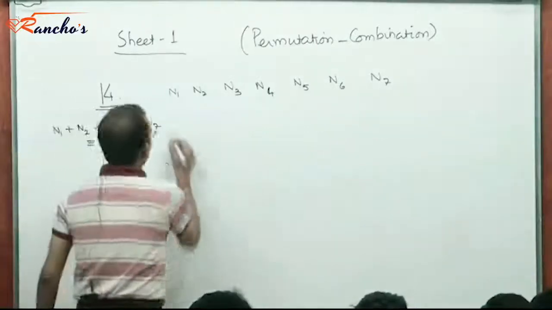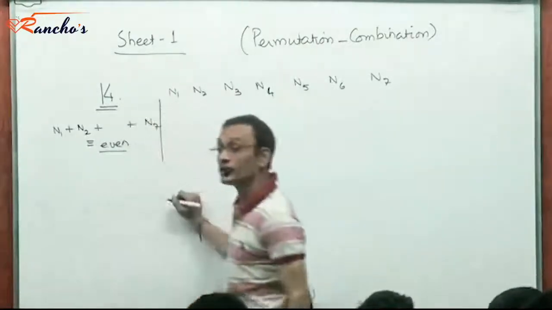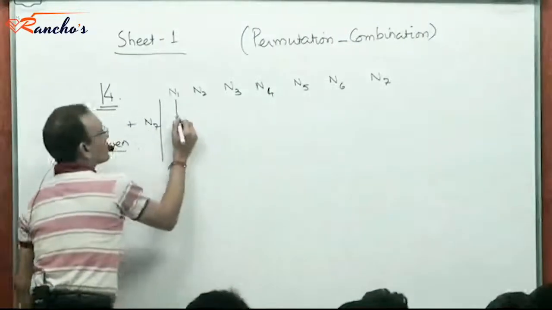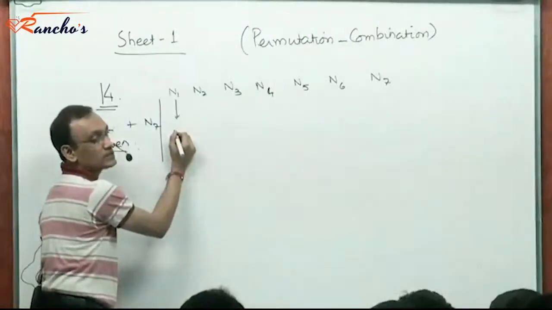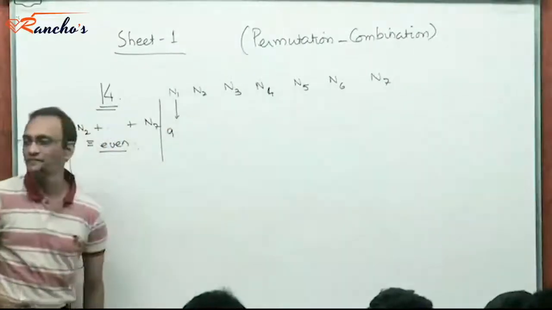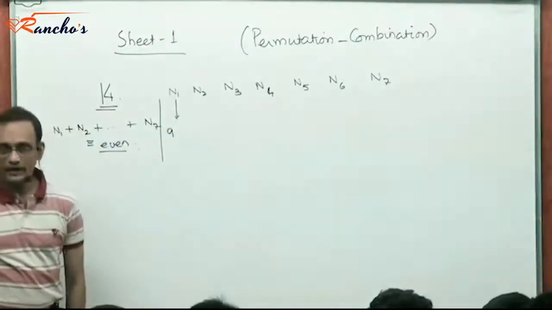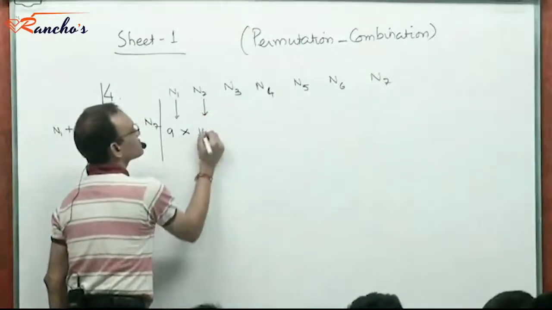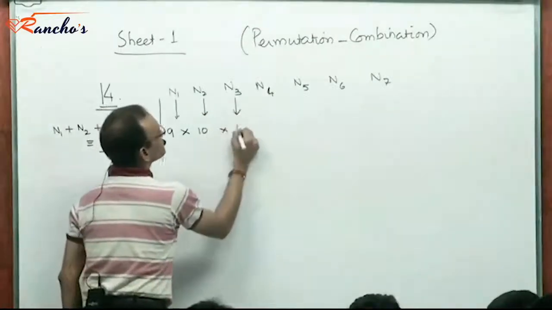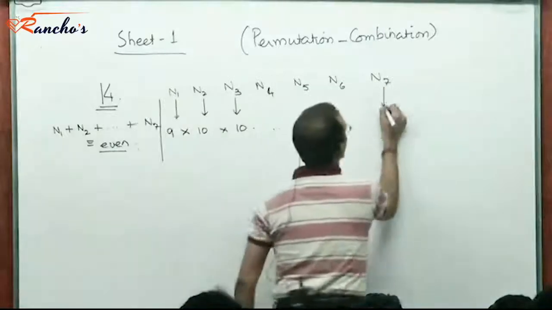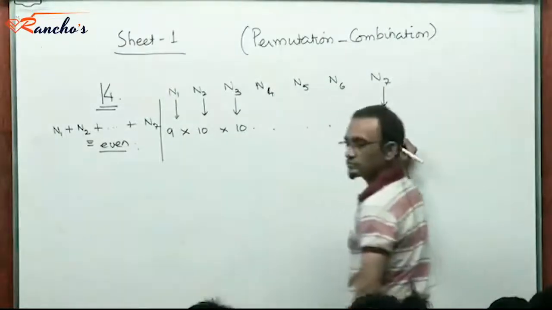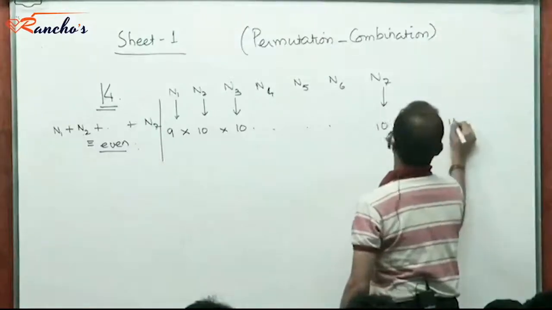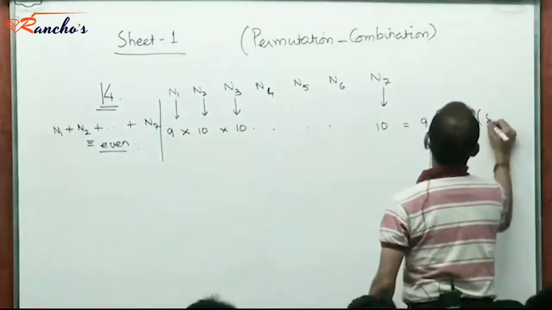So now, first of all, unconditionally speaking, how many 7-digit numbers in all? So n1 can be filled up in how many ways? 9 ways, because I can't have 0 in n1. n2 in 10 ways, n3 in 10 ways, up to n7 in 10 ways. So this is like 9 into 10 to the power 6, 7-digit numbers.